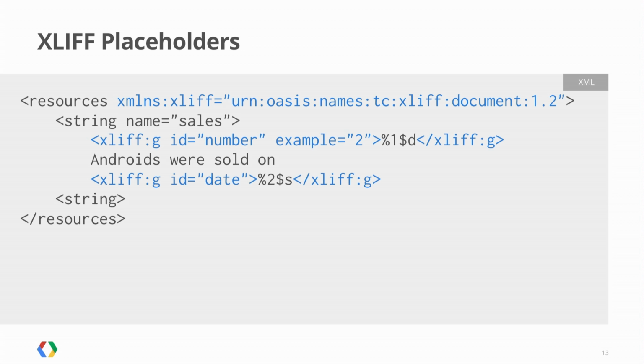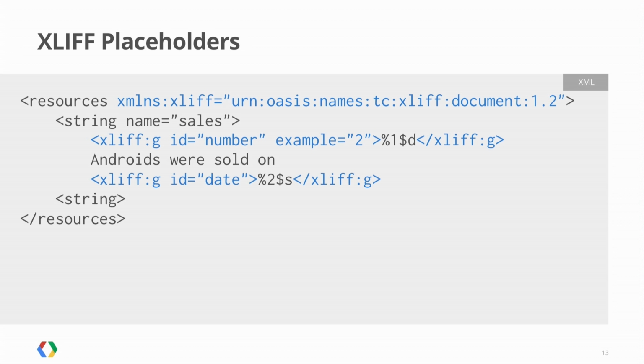So for all parameters in your app, or anything that you don't want translated, simply wrap them in an XLIFF G tag to preserve them in the process of translation. To provide your translators with a bit more context on what each parameter means, remember to fill out the ID and example attributes. So this code is getting progressively better. But what else could go wrong?